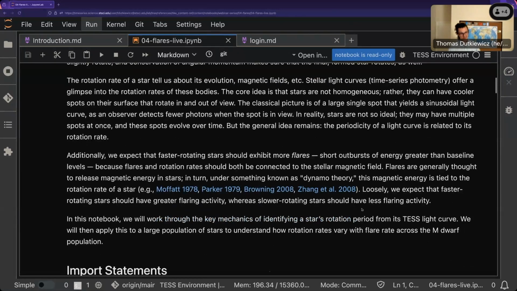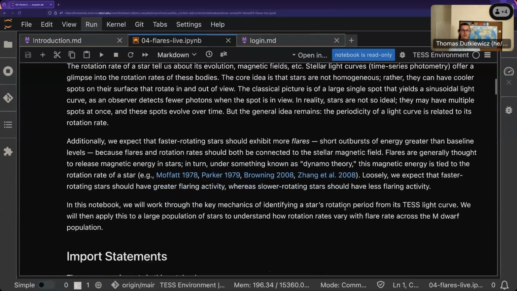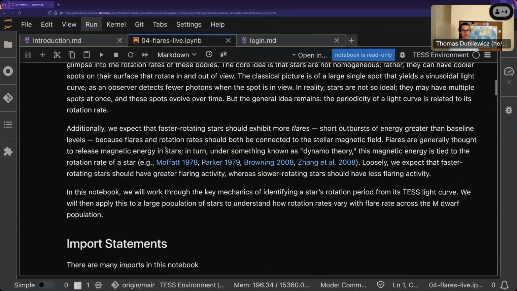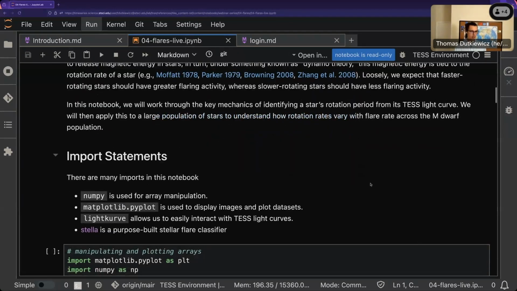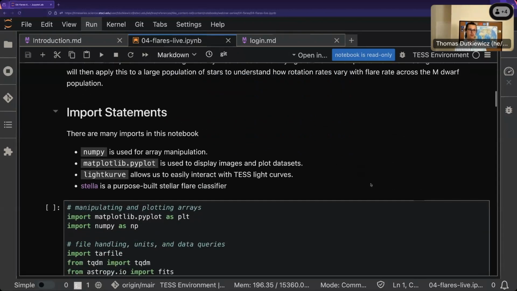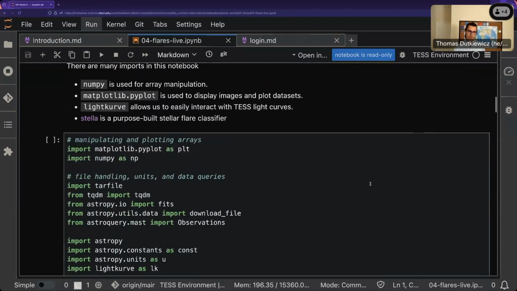But if this is something that you're really interested in, and you do end up wanting to extend this, there are 4 separate papers here that will walk you through dynamo theory and the actual physics that is behind these rotating stars. And so I encourage you to read that if that's something you're interested in, and to build upon this notebook. I think that's all I wanted to say for the background. So we'll go ahead and move to the import statement.